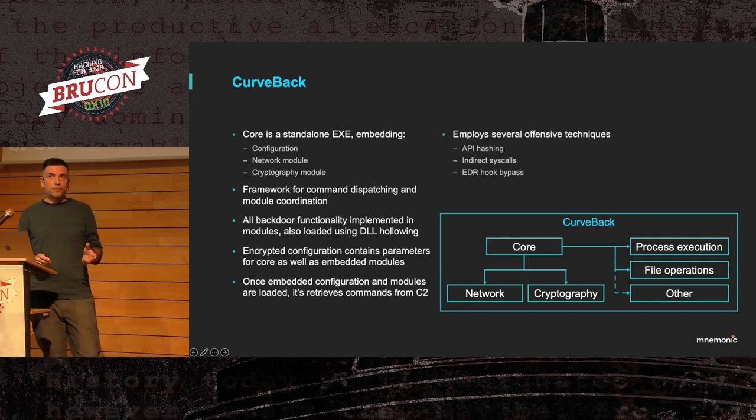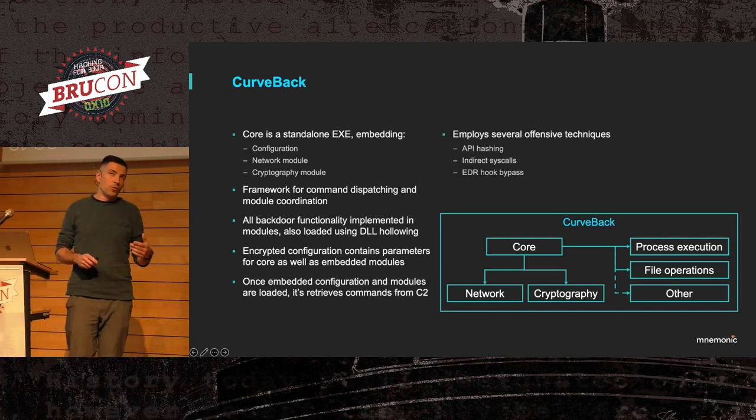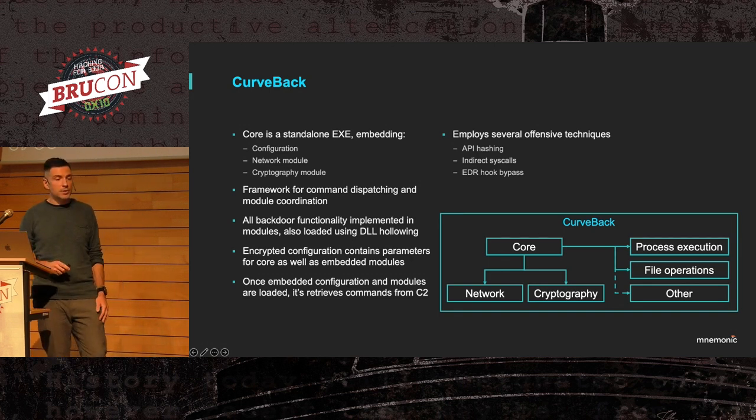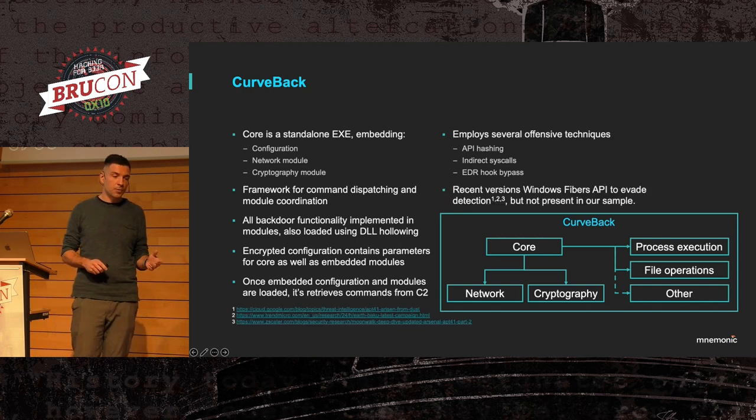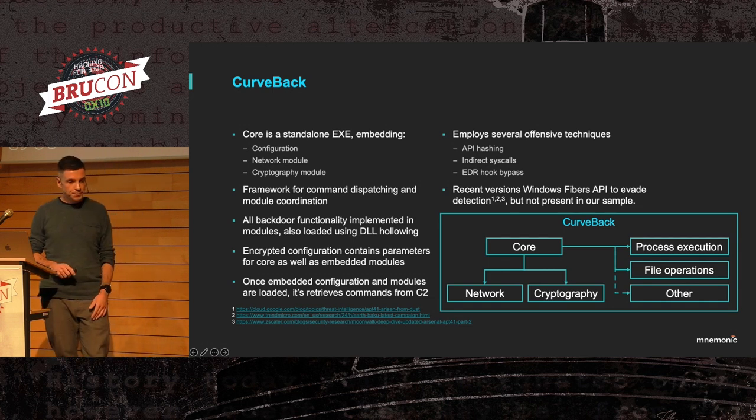It employs several offensive techniques to thwart both analysis and detection, such as API hashing, indirect syscalls, and EDR hook bypass. And also, notably, recent versions have been observed to use the Windows Fibers API. However, we did not see that in our sample.